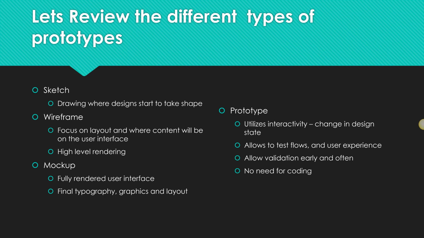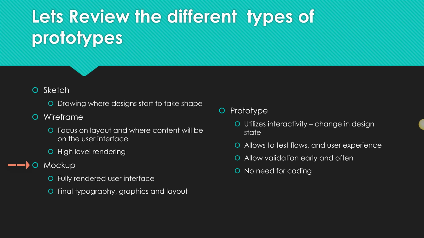There are different types of prototypes that you can create. Some of the easiest and fastest ones that you can work with are sketches. They're just hand drawings that are designed to start to take shape. Think in a meeting, quick sketches to think about what that app is going to look like. We've done wireframes, where you focus on the layout and where the content will be on the user interface, and they have high and low levels of rendering, so they can be a sketch or they can be an interactive online website.